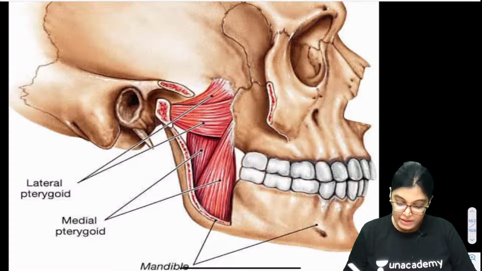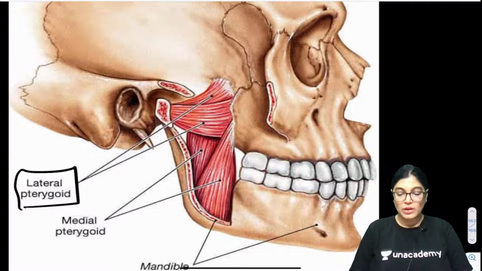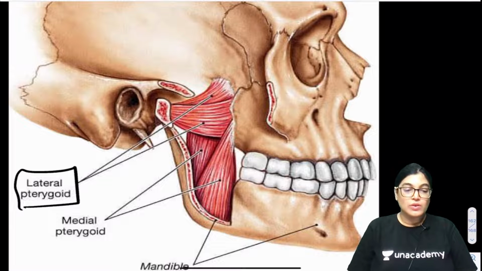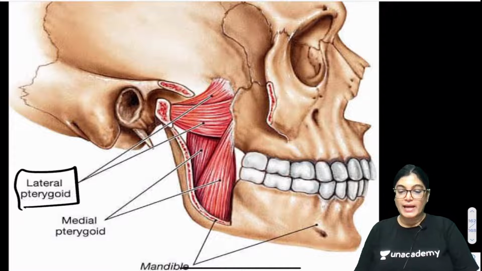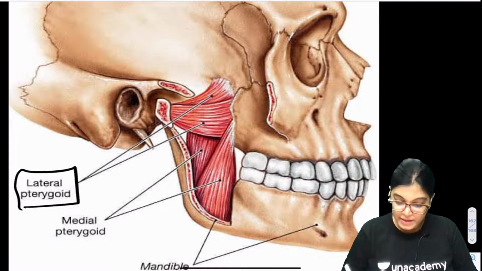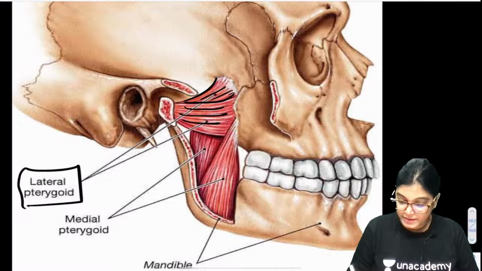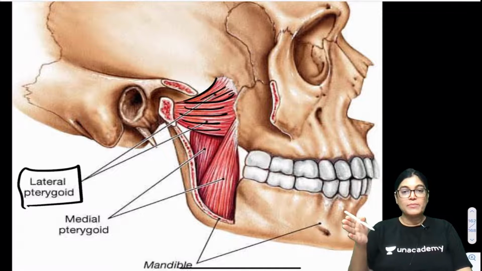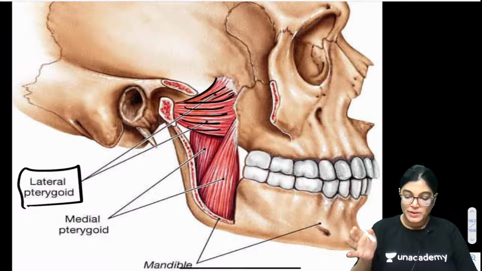Here you can see the lateral pterygoid muscle, with both the upper and lower heads shown. The upper head originates from the infratemporal surface and the crest of the greater wing of sphenoid. This is the upper head. This is the lower head, and the lower head comes from the lateral aspect of the pterygoid plate.